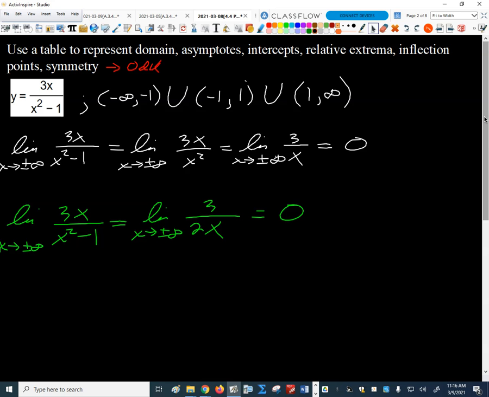Okay, we took limits here too, right? Remember, we reviewed our limits of rational functions, and in this case, because the denominator is a higher degree polynomial than the numerator, the limit as x approaches plus or minus infinity is 0.